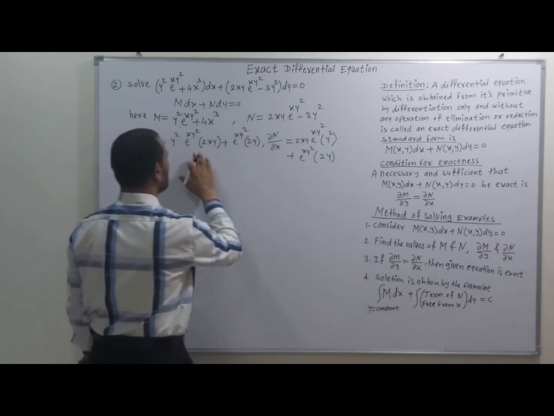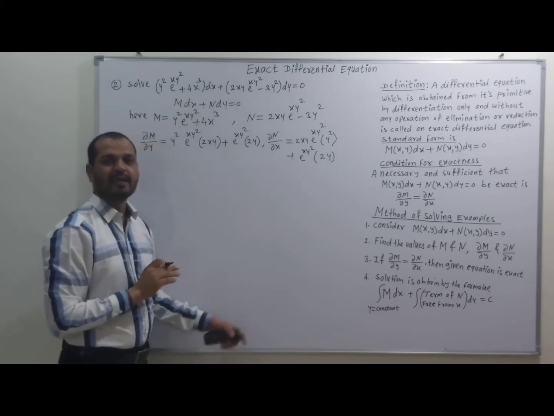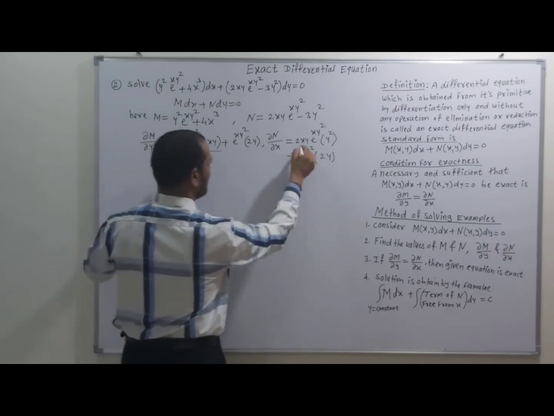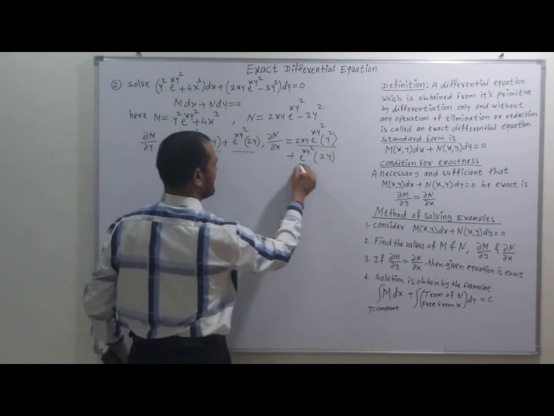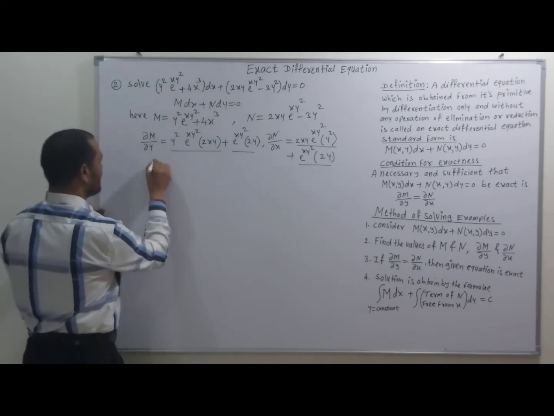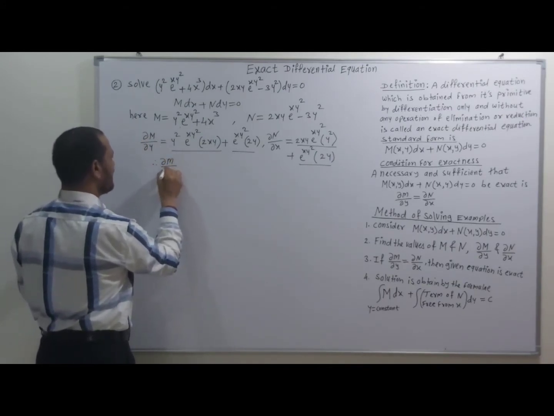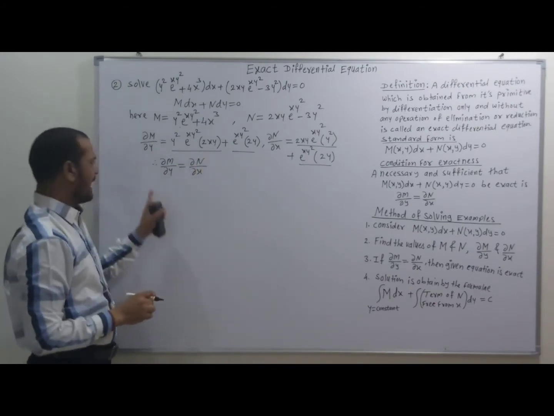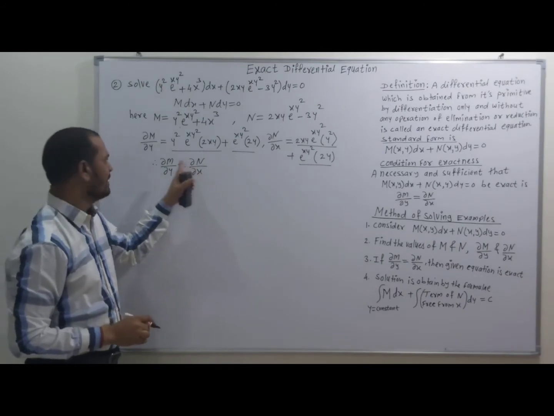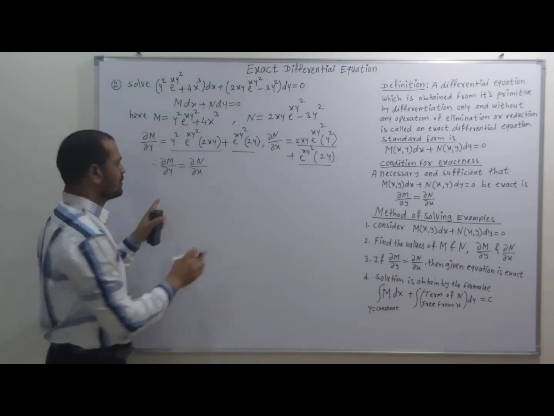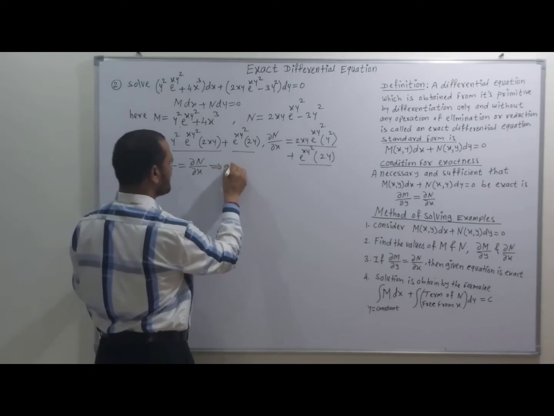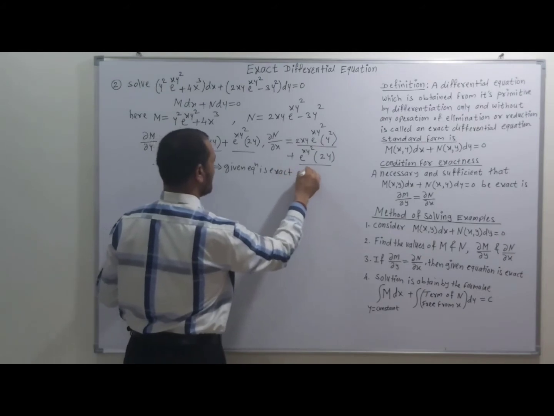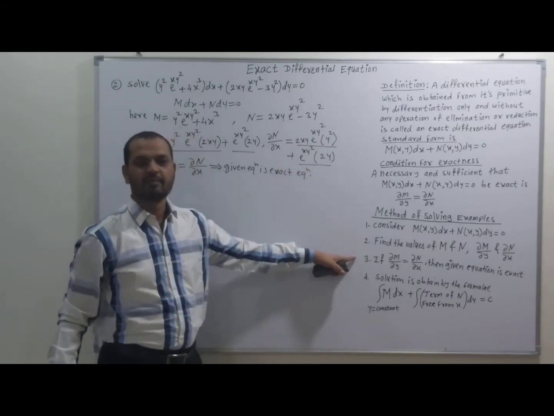So in this way we get the partial derivative of this M with respect to y and N with respect to x. Now check that these two partial derivatives are equal. So this first term and this first term is same, and this second term and this second term is also same. So therefore we say that partial derivative of M with respect to y is equal to partial derivative of N with respect to x. As these two partial derivatives are equal, that means these two terms are equal. So this indicates that given equation is exact equation. So given equation is exact according to the step number 3.